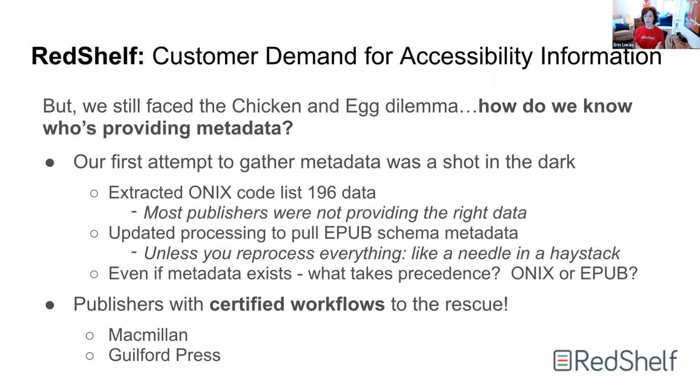But then what we really realized is once publishers started getting certified workflows, that was really the rescue point for us, because we were able to say, okay, they are saying it's there. Someone else is saying their workflow is certified. It has to be there. So we worked with Macmillan and Guilford Press, because they were both certified at the time that we started this project, to say, hey, give us some ISBNs. We will reprocess them and pull the data out. Next slide.